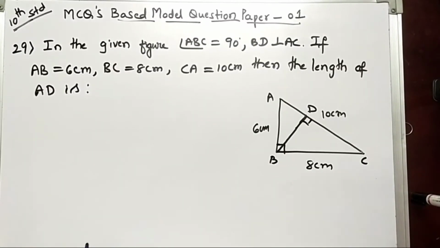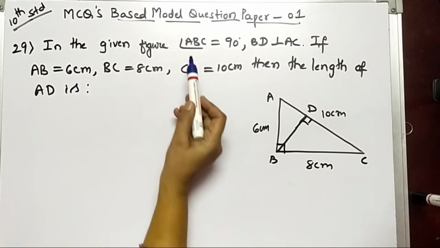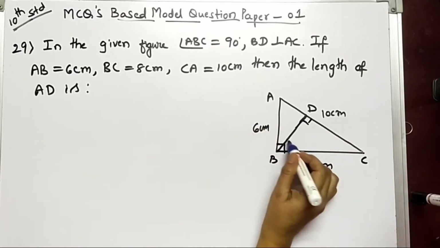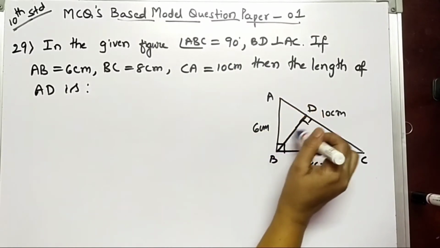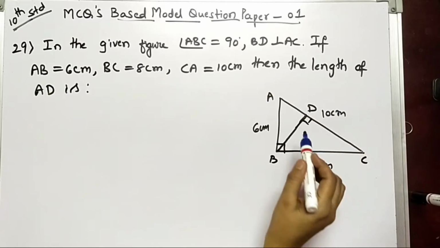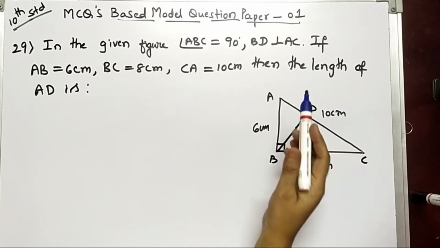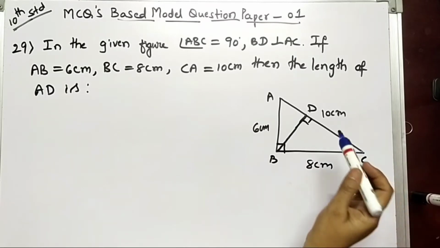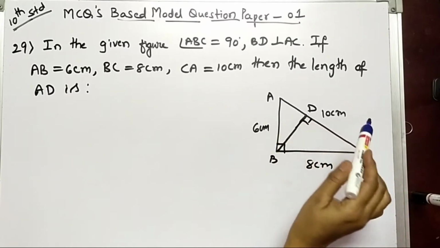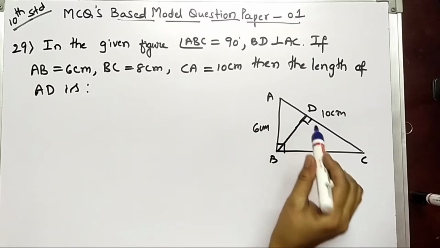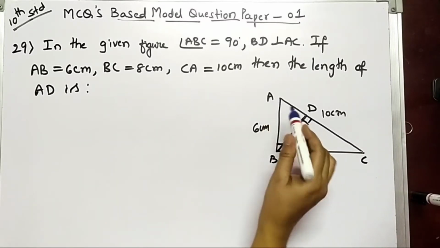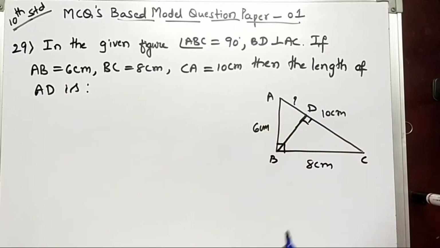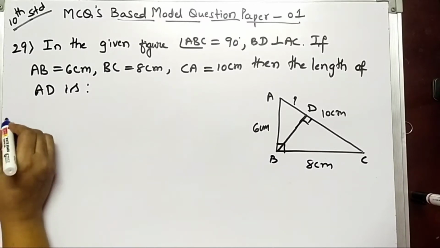Question number 29. In the given figure, angle ABC is 90 degrees. So this one is 90. BD perpendicular to AC. It means here it is a 90 degree. If AB is 6 centimeter, BC is 8 centimeter, and AC or CA is 10 centimeter, then the length of AD, this length of AD they are asking.